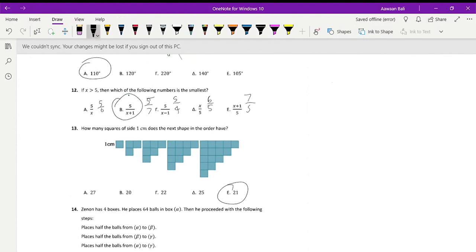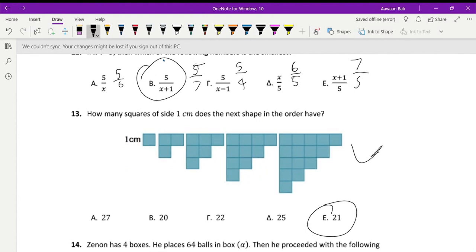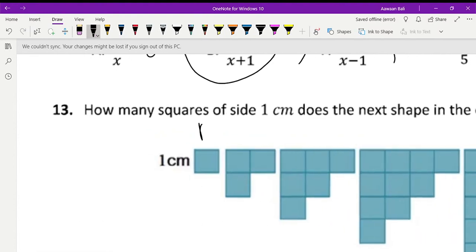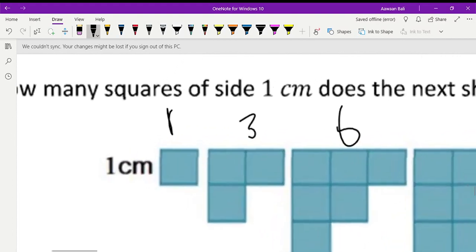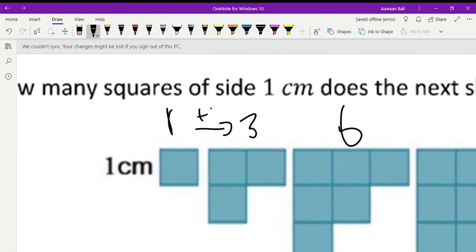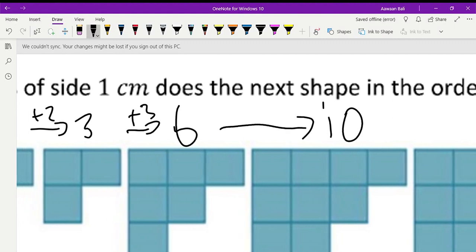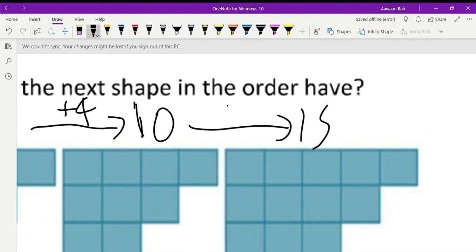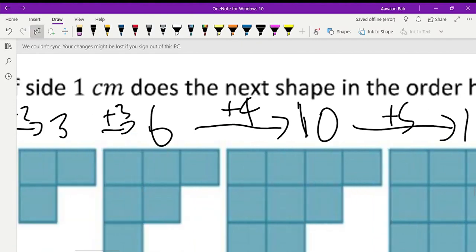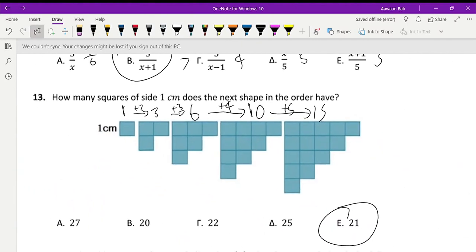Okay, how many squares of side 1 centimeter does the next shape in the order have? You have 1, 3, then 6, then 10, then 15. Now look at the difference. First it's plus 2, then it's plus 3, then it's plus 4, then it's plus 5.